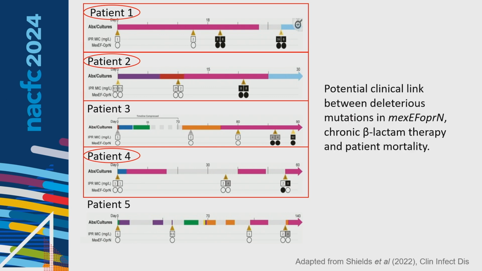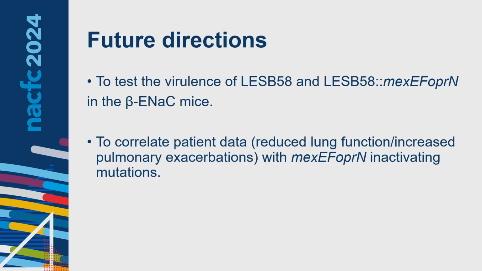So there seems to be a potential clinical link between deleterious mutations in MexEF-OprN, chronic beta-lactam therapy, and patient mortality, which is all the more reason for us to test this mutation as a contributing virulence promoting factor in the clinical isolate LESB58. And so we plan to do chronic infections in beta-ENaC mice. We plan to quantify the lung bacterial burdens and look at the lung function as well as lung inflammation.